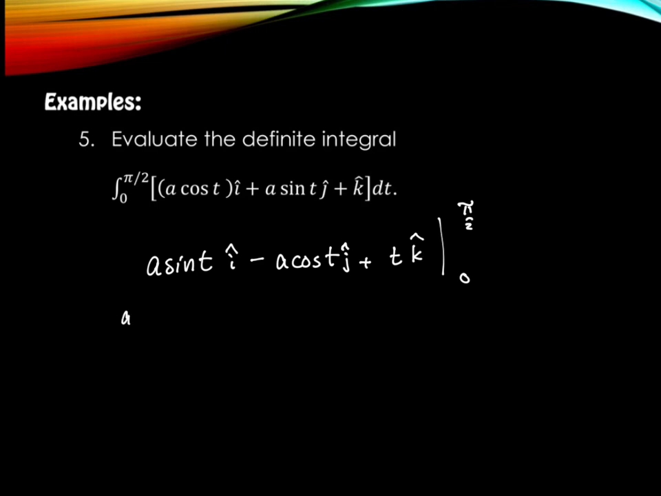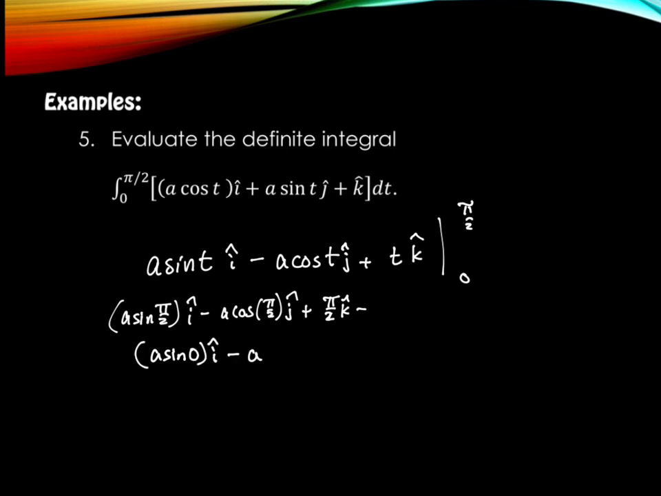So we're going to do a sine of pi halves i plus minus a cosine of pi halves j plus pi halves k. And then we're going to evaluate all of them at 0. I'm going to put the 0 one underneath. It's a sine of 0 i minus a cosine of 0 j plus 0 k. All of that is subtracted from the original.